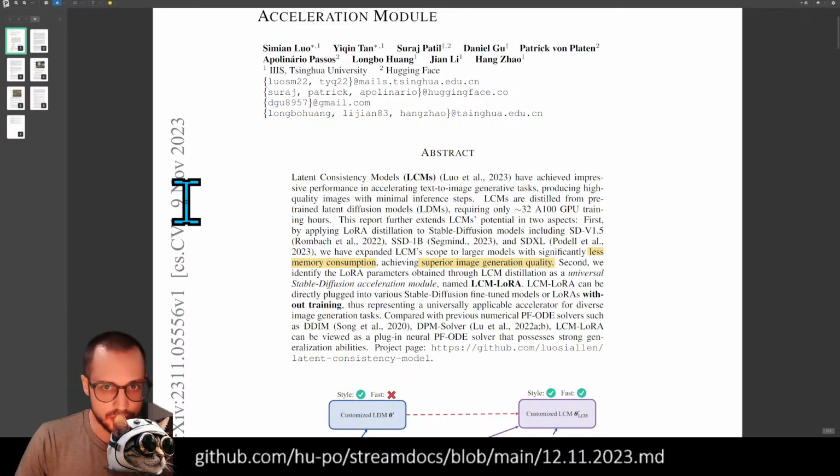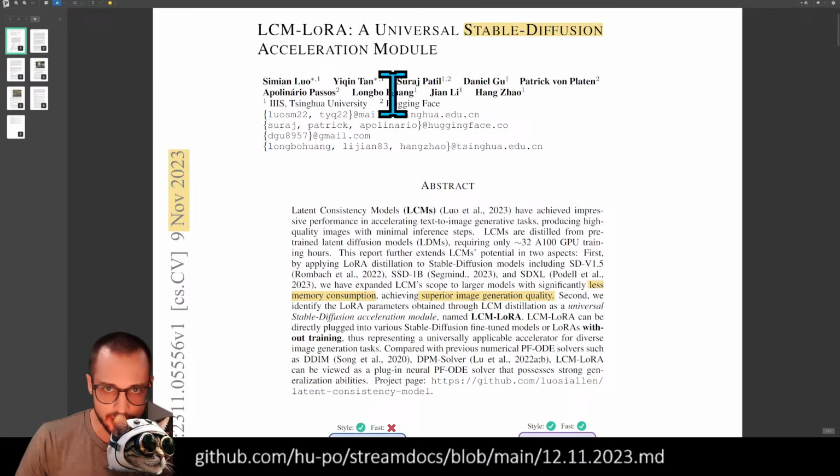9th November 2023, so a relatively recent paper, and it's coming from a bunch of people at Tsinghua University and Hugging Face as well. So Hugging Face has some researchers in-house that work on this kind of stuff. So latent consistency models, LCMs, have achieved impressive performance in accelerating text-to-image generative tasks.